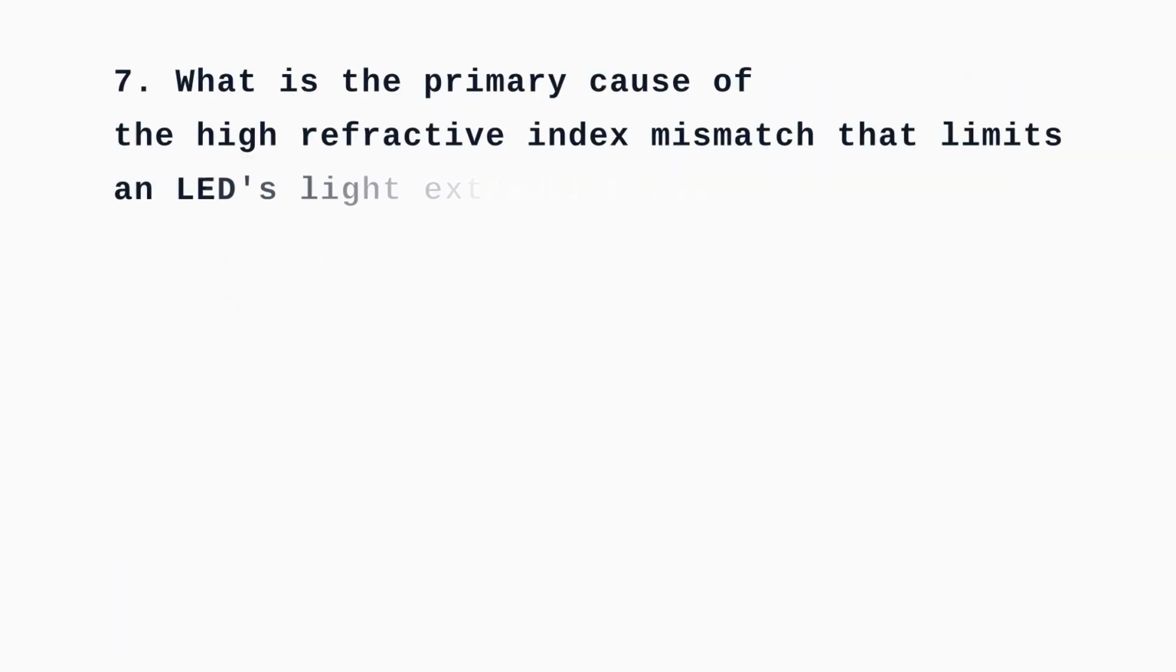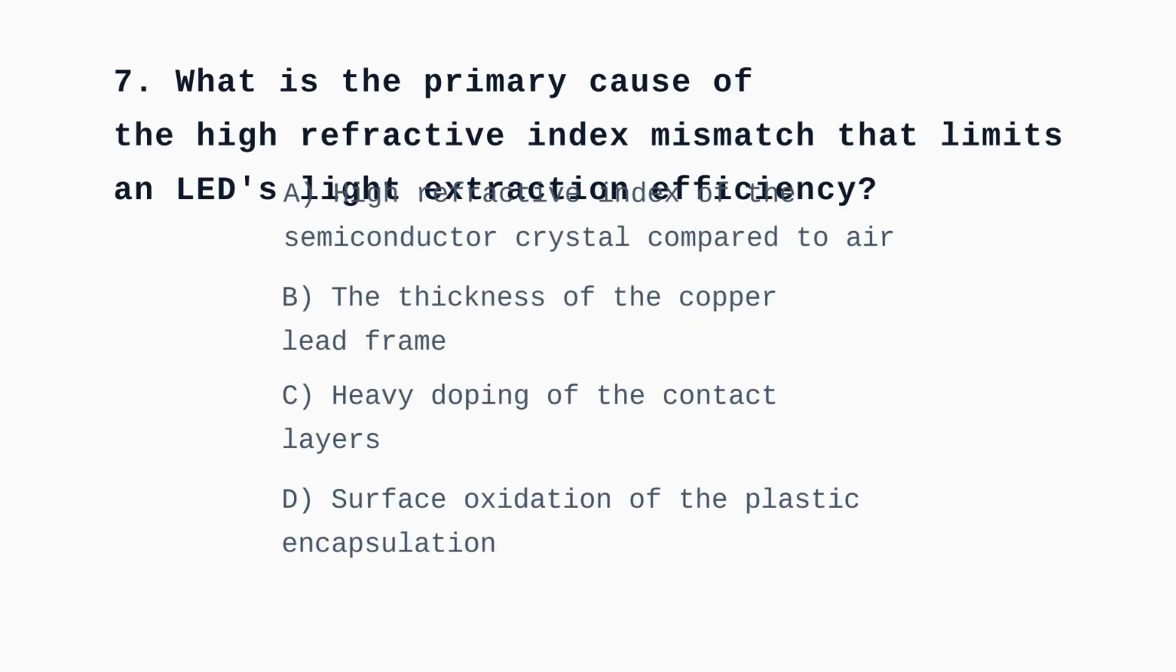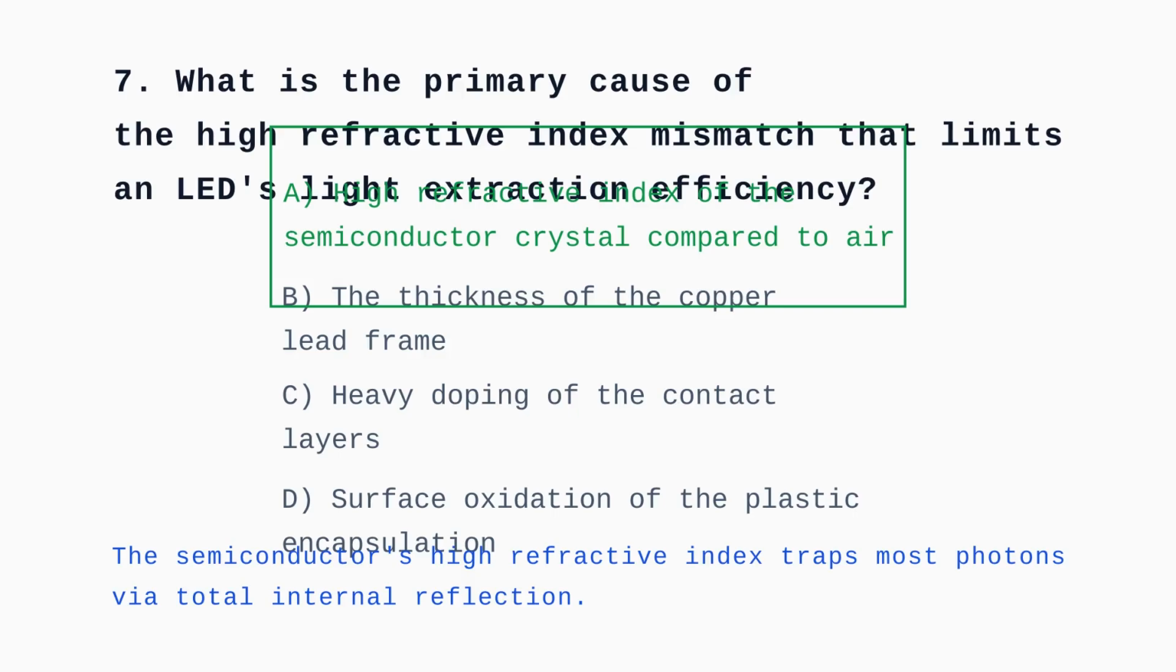Question 7. What is the primary cause of the high refractive index mismatch that limits an LED's light extraction efficiency? Semiconductors have high refractive indices, typically above 3. This creates a small escape cone at the air interface, trapping the majority of generated photons inside via total internal reflection.